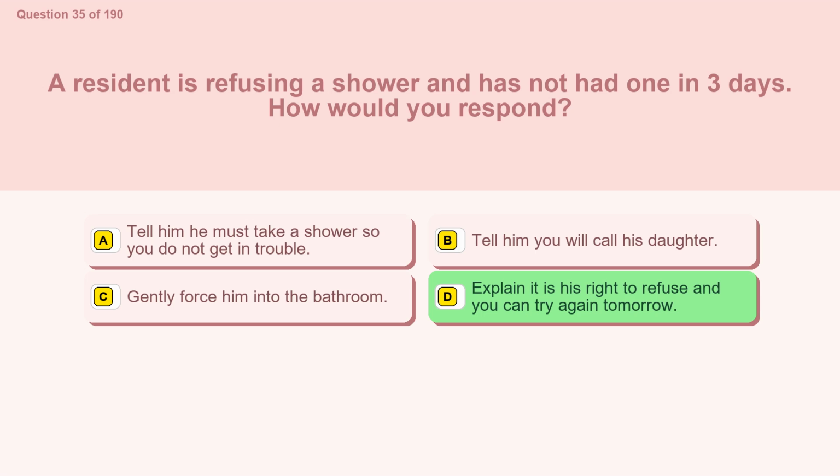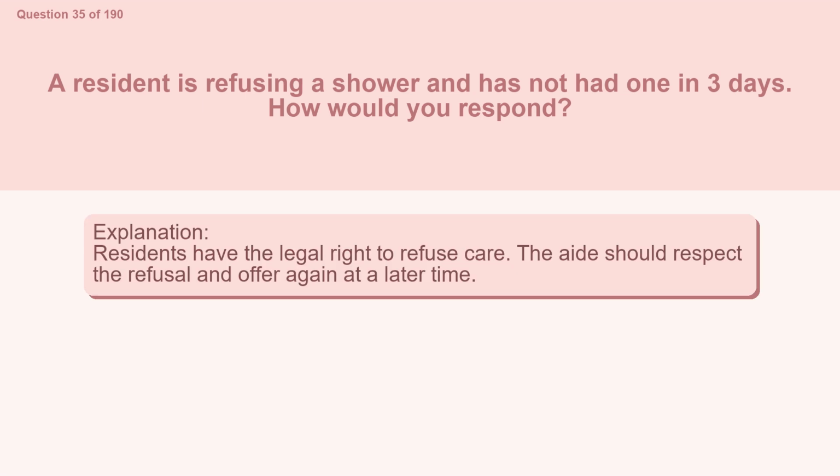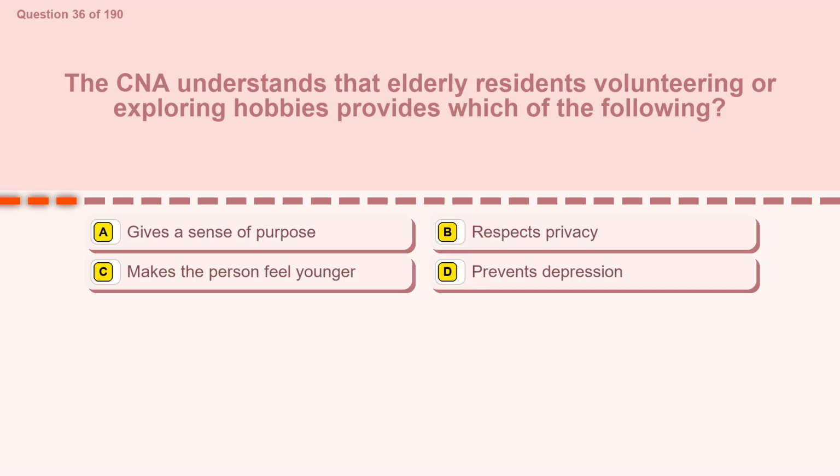The correct answer is option D. Explain it is his right to refuse and you can try again tomorrow. Residents have the legal right to refuse care. The aide should respect the refusal and offer again at a later time. Question 36. The CNA understands that elderly residents volunteering or exploring hobbies provides which of the following?